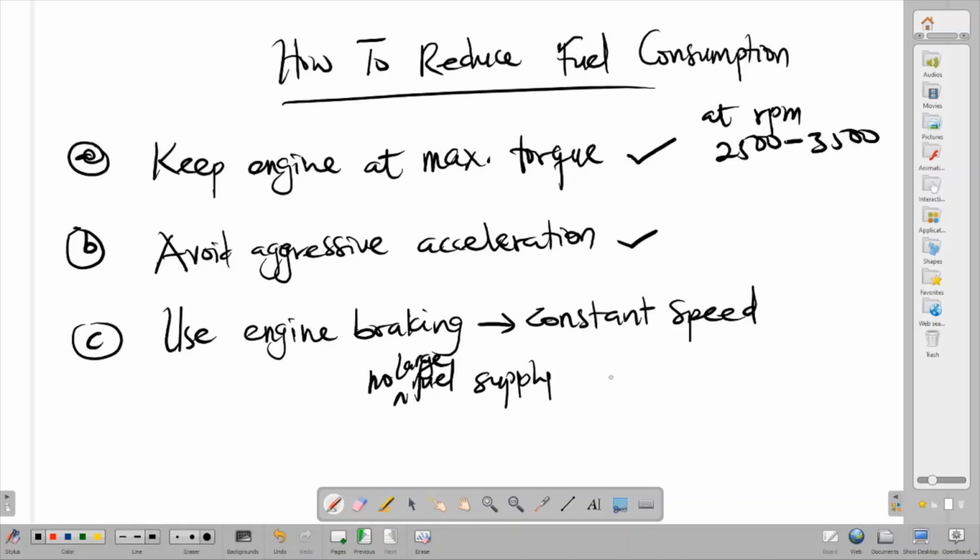We can also use what we call engine braking, and with that we are treading at a constant speed, hence there is no acceleration. That means no fuel demand for overcoming the load conditions.